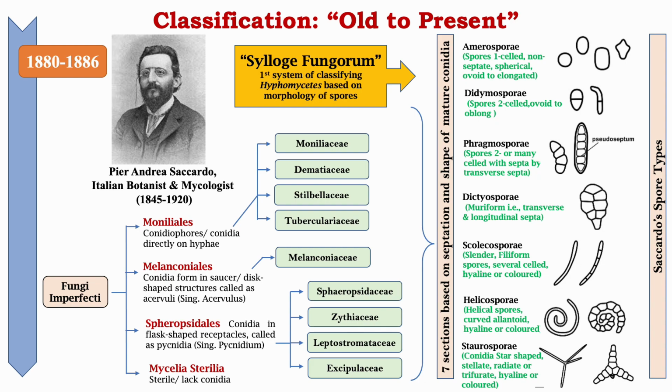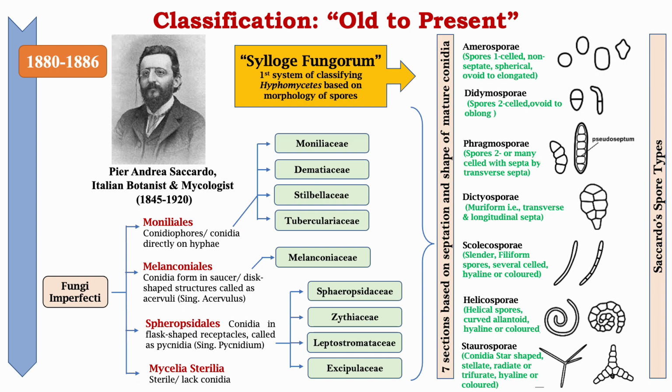Here the organism's mycelia were sterile, or they lacked conidia. And Syllabus Fungorum was the first system of classifying hyphomycetes, where fungi were grouped based on the morphology of the spores.